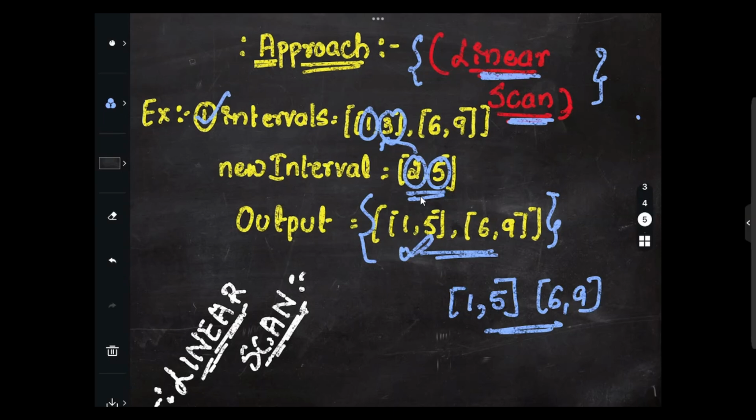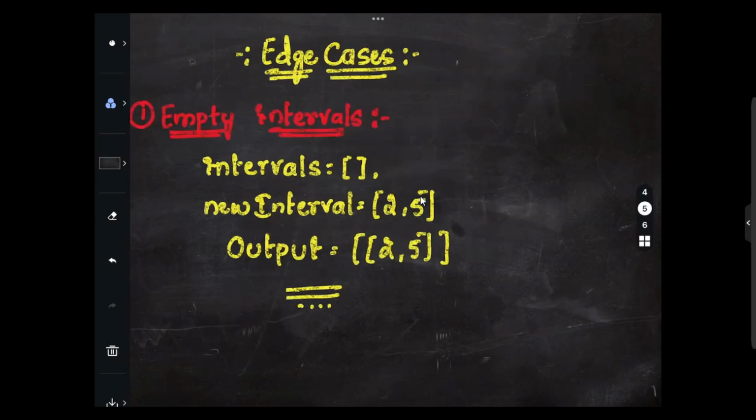Now as we are completely familiar with the approach, let's discuss the edge cases one by one. The first edge case is for the empty intervals, right? So here we have nothing. We are going with the empty intervals, and the new interval is [2, 5]. When we merge here, we'll get [2, 5], right? So we are just returning the new interval since there are no intervals to merge.